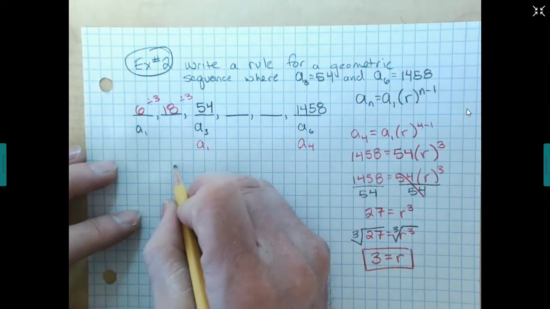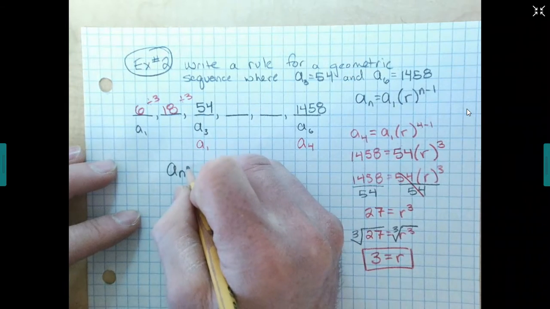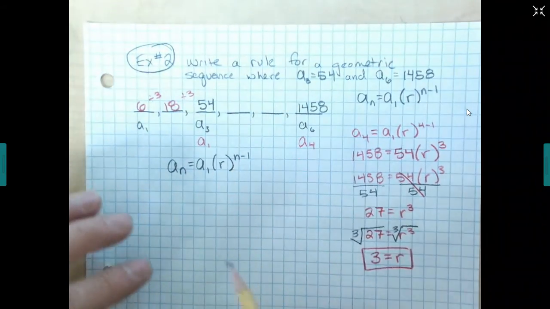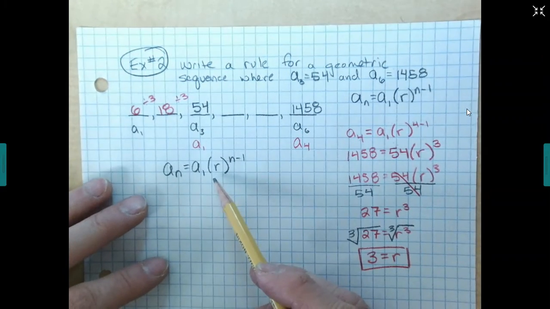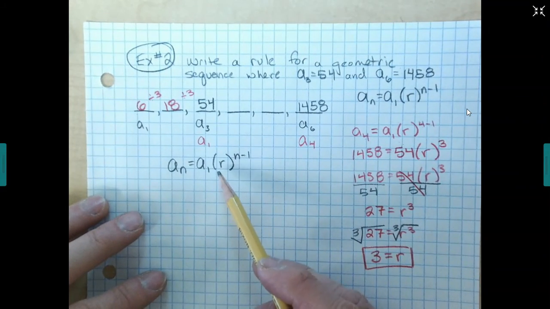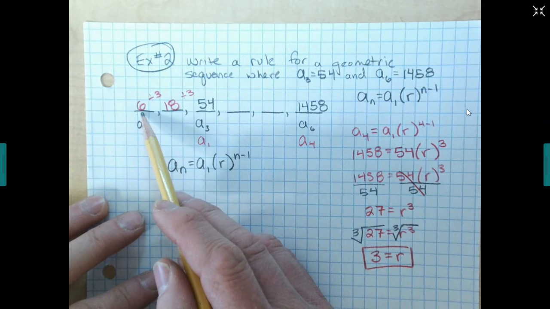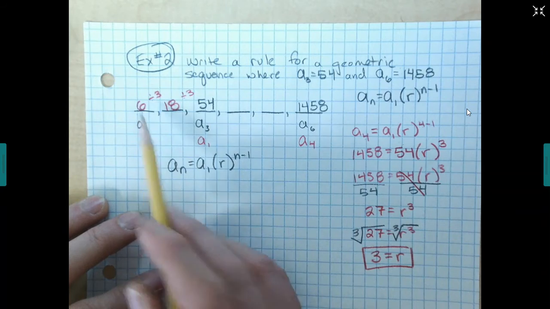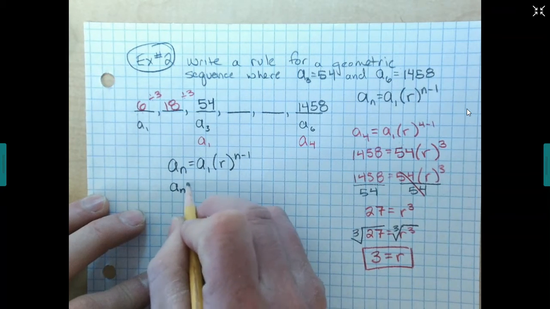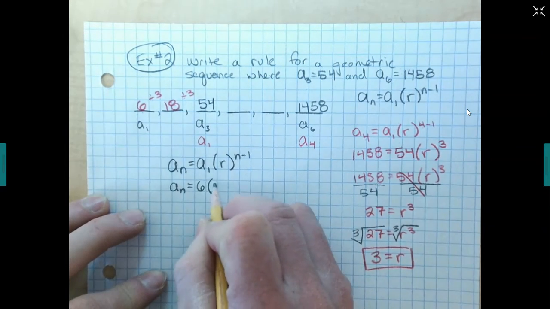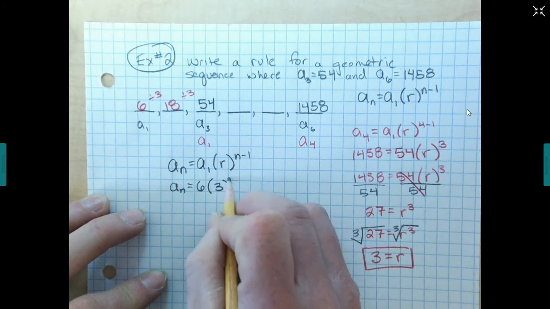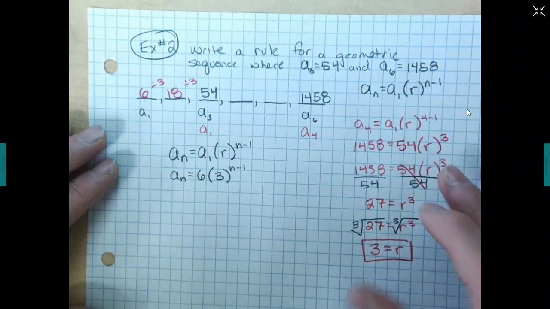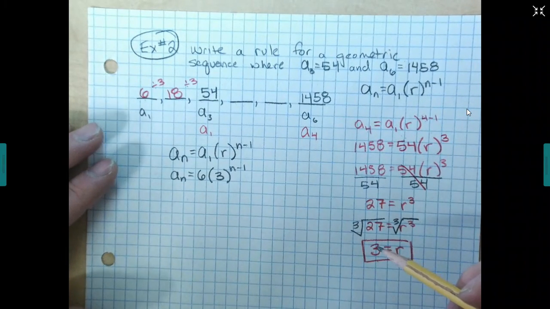Now I could do this again. a_n equals a_1 times r^(n minus 1). So now I can find my actual geometric sequence formula because I have my first value, which is 6, and my rate, which is 3. So a_n equals 6 times 3 to the n minus 1. There's my formula. And again, don't combine these.